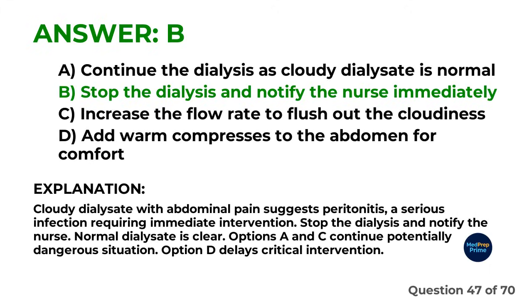Correct answer, B. Cloudy dialysate with abdominal pain suggests peritonitis, a serious infection requiring immediate intervention. Stop the dialysis and notify the nurse. Normal dialysate is clear. Options A and C continue a potentially dangerous situation. Option D delays critical intervention.